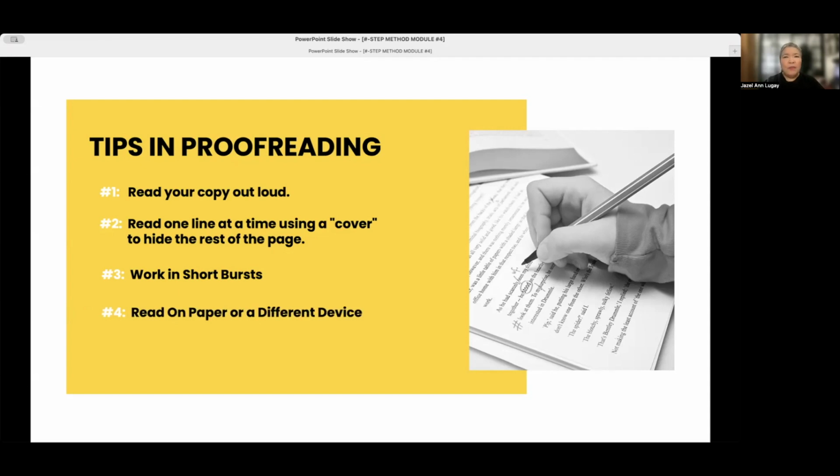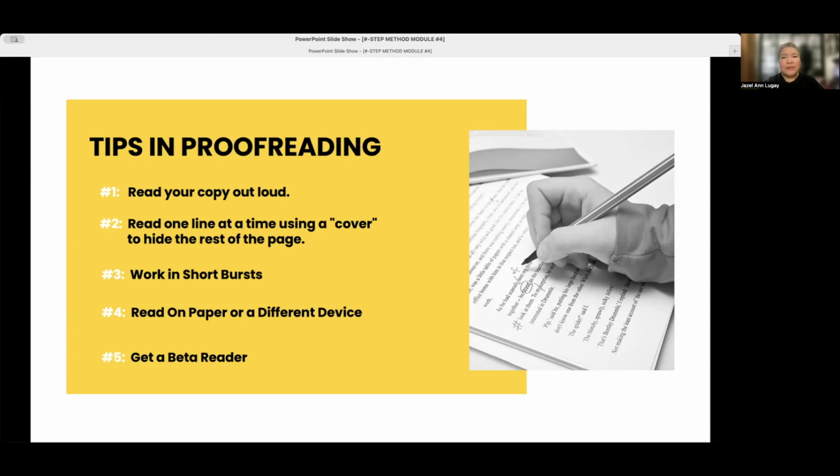Fourth, read on paper or a different device. For some, like me, it is easier to edit when the article is printed on paper rather than working on a digital device. And the last one, get a beta reader.